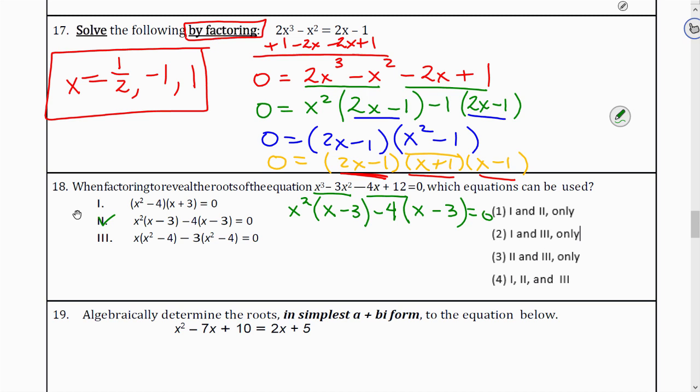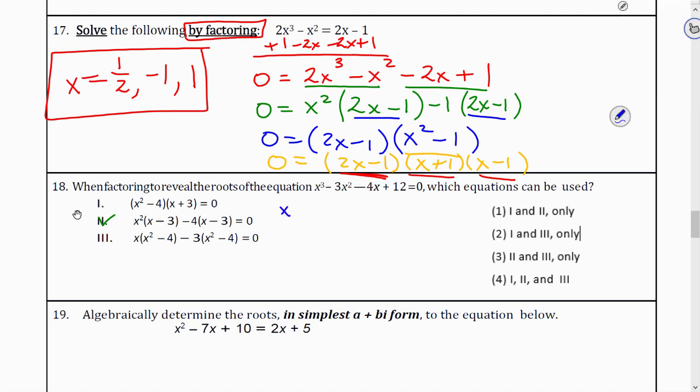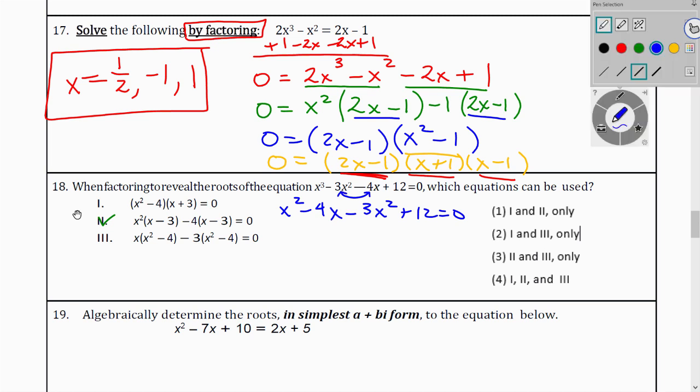Can I factor out? Can I switch the order? I can switch the order. Okay, so let me look at it this way. Instead of going that route, this might be kind of strange, but I'm seeing which of these I can get to. So let me go back to the very beginning and switch around the order. If I look at x squared minus 4x minus 3x squared plus 12 equals 0 by switching the order of these two, and then I try factoring by grouping again.